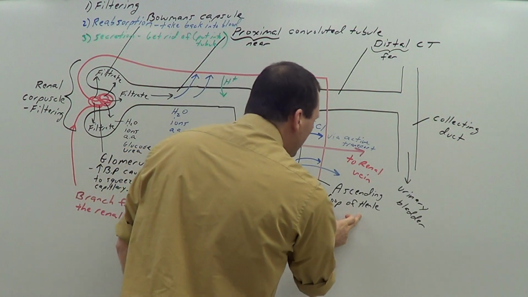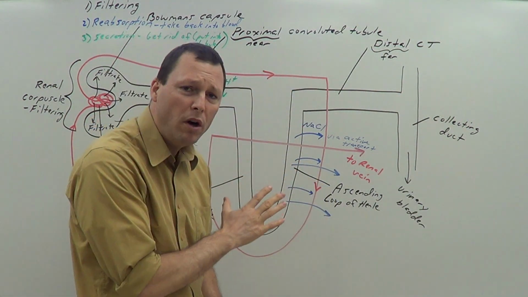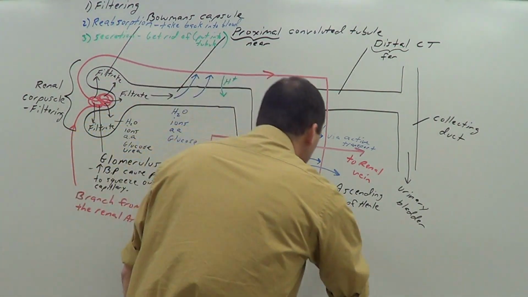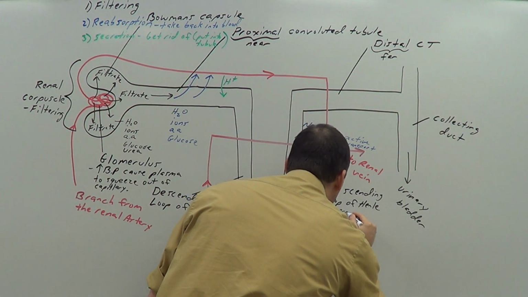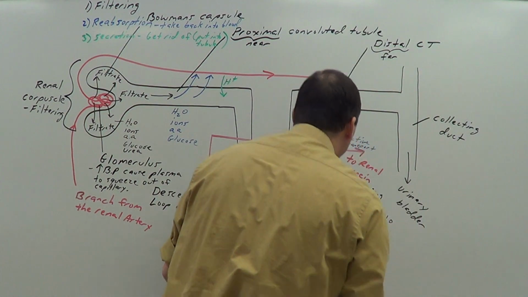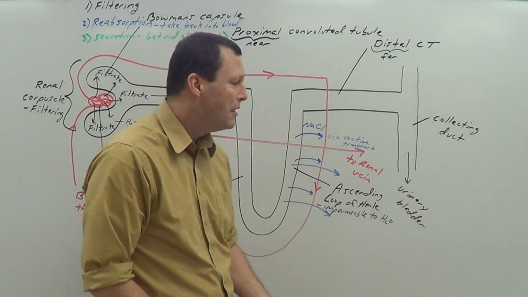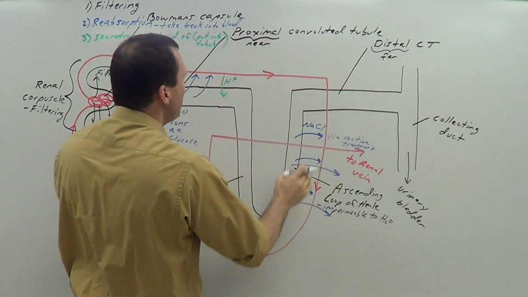The ascending loop of Henle is going to be impermeable to water. And that's going to be important. And we'll talk a little bit about that later on, why that is the case. So let's go ahead and write that down. Impermeable to water. So water would like to follow the sodium chloride out, but it can't. It can't.